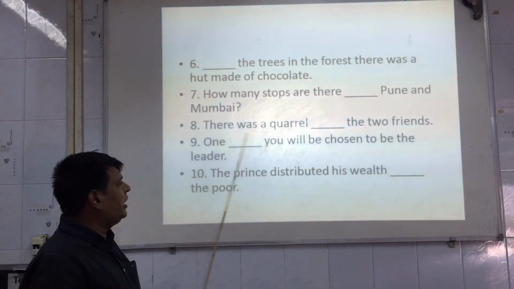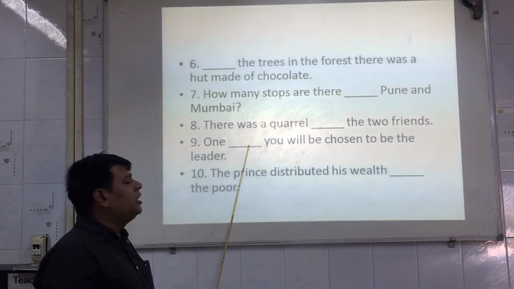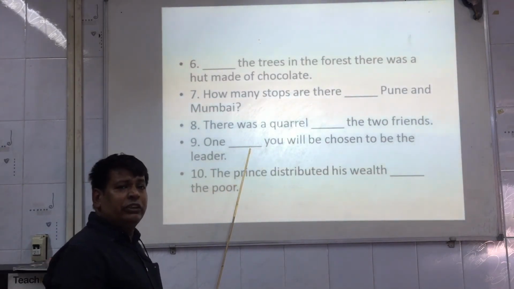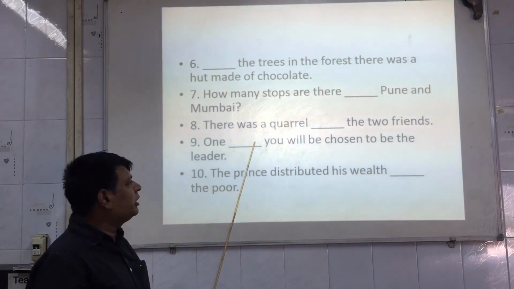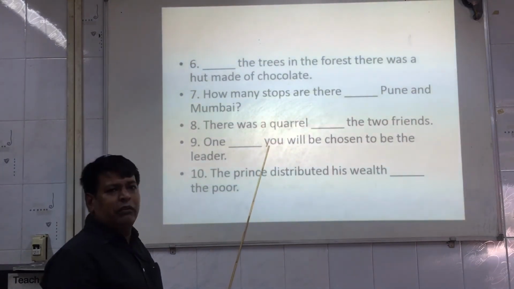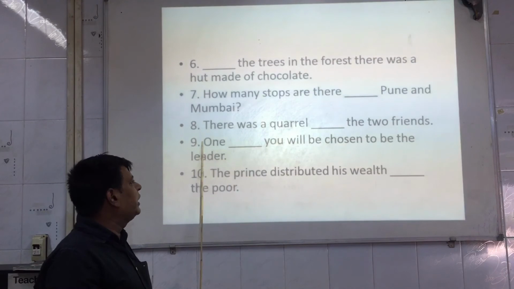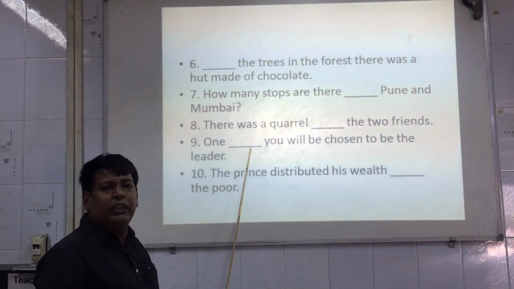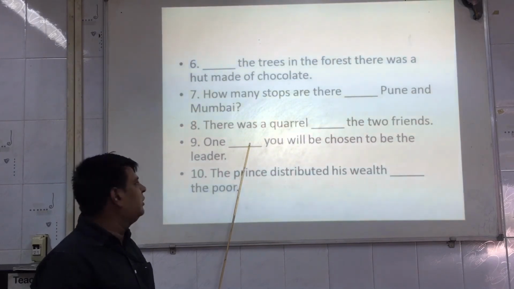Ninth one, one dash you will be chosen to be the leader. Now which preposition will we use in the ninth one? Yes, we will use the preposition among here because we are talking about the whole team. Leader means the whole team. When we are talking about more than two people or things, we use the preposition among. So in the ninth one we will use among.